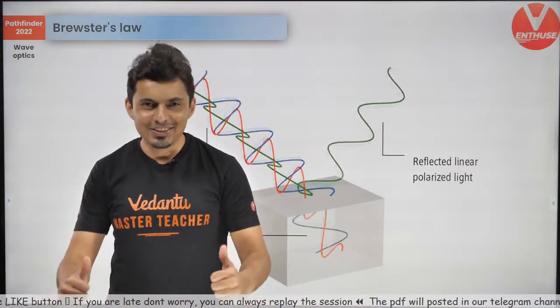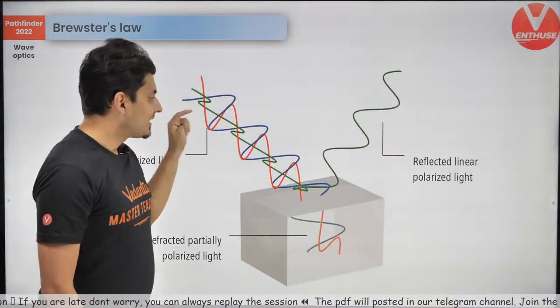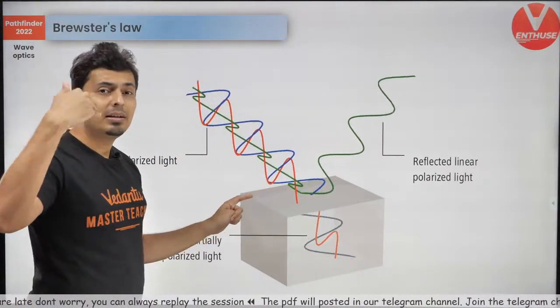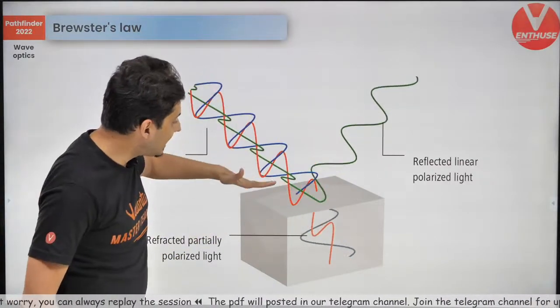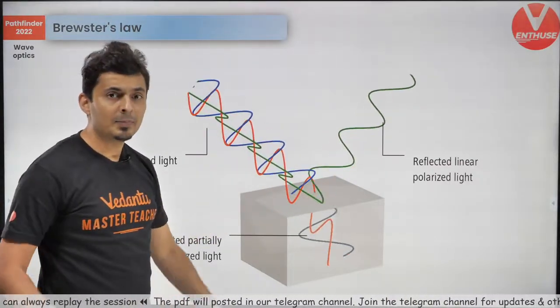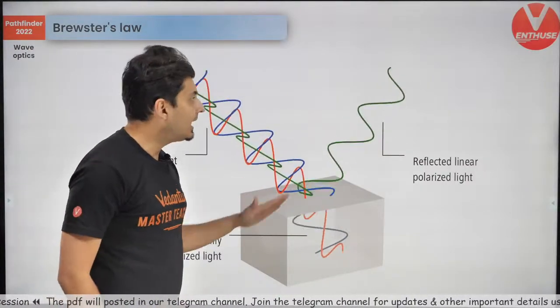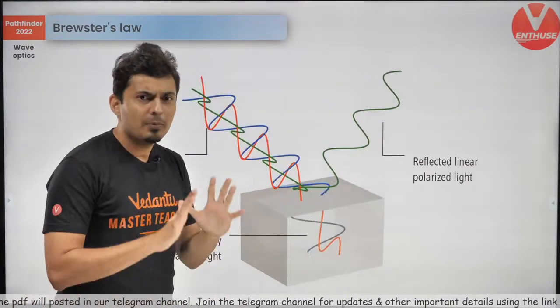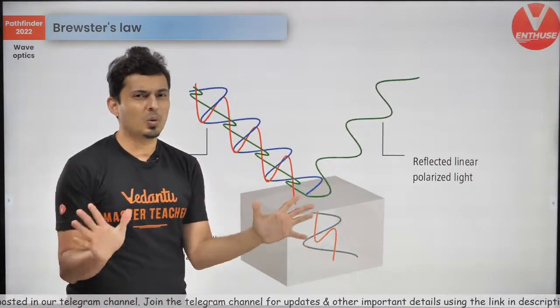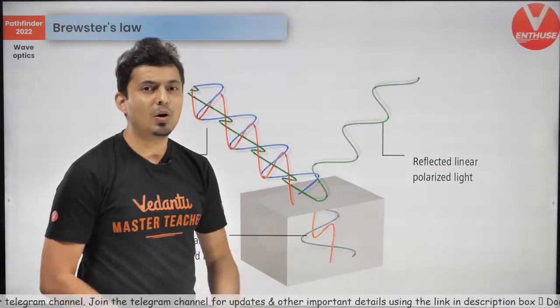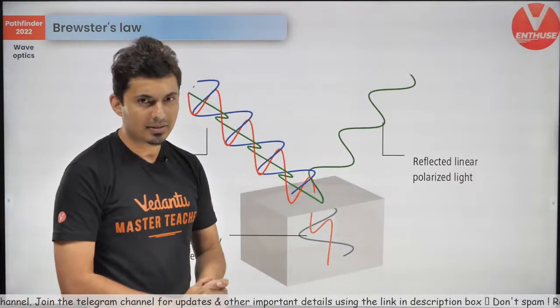All right, cool. So now what happens if the angle of incidence is something else apart from Brewster's angle? Then you will see that the light which comes out will still be polarized, but not so much. There will be some teeny components in the other planes.